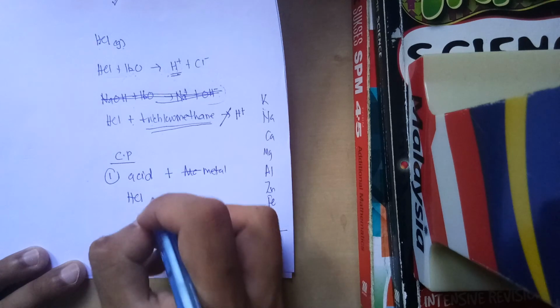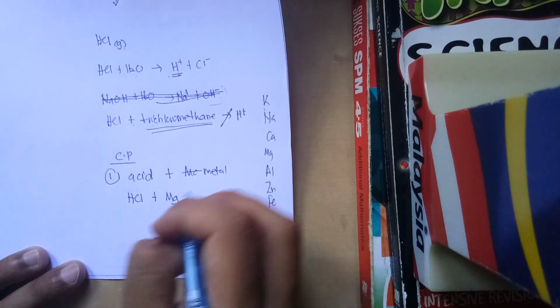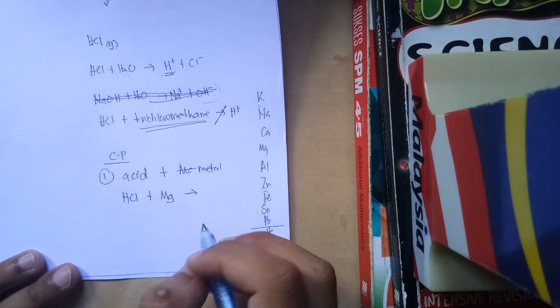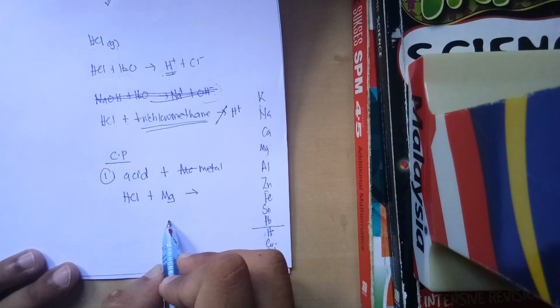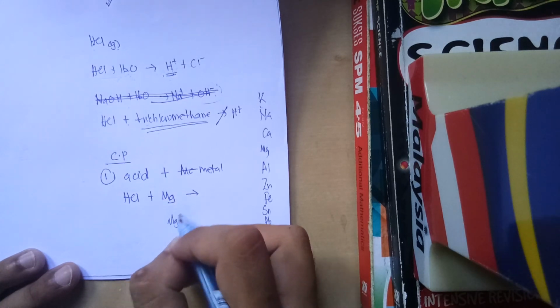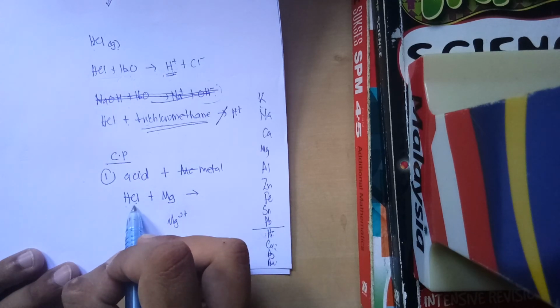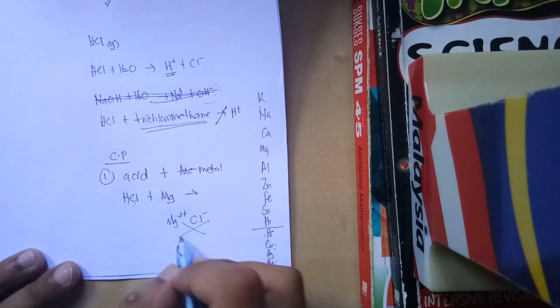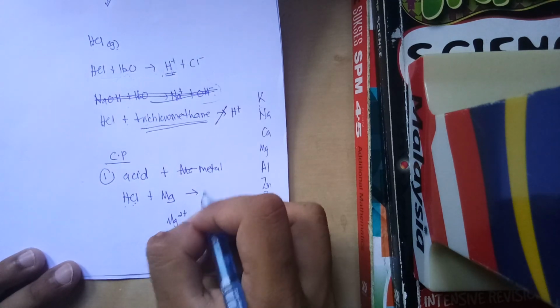For example, you have HCl plus magnesium metal. The reaction can be done because magnesium is more reactive than hydrogen. How do you know the product? I think you should already know how to do the chemical equation. You have Mg, which has the charge Mg2+, and then you have H+ and Cl-. Of course, Cl- will partner with magnesium because of the different charge. So you cross them, you will get MgCl2.